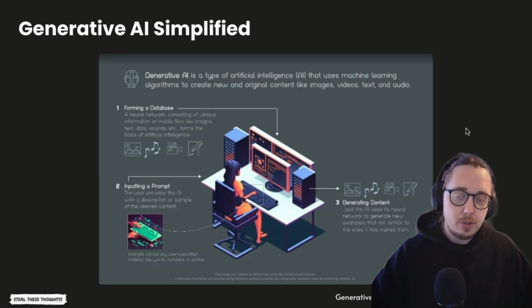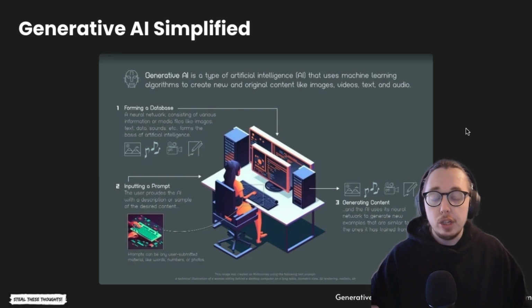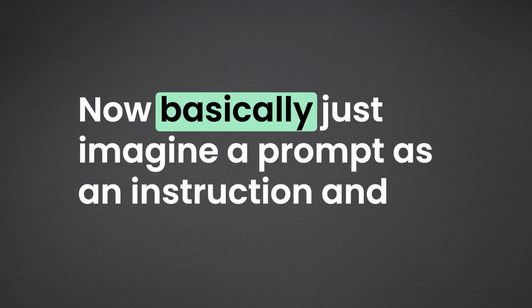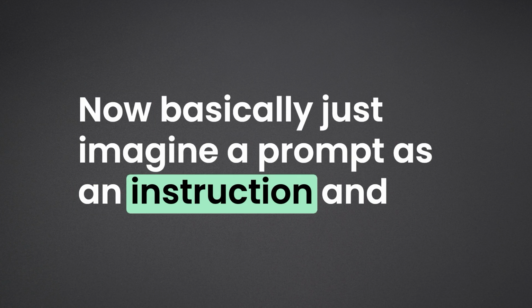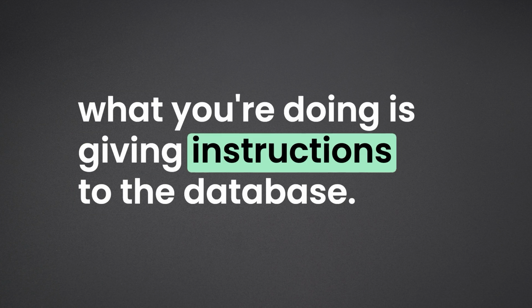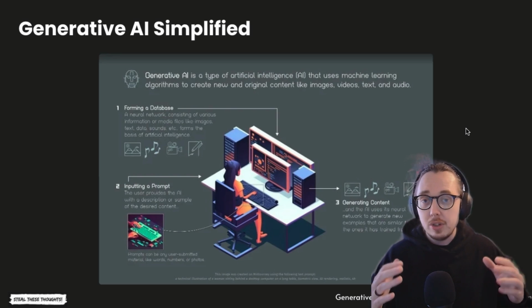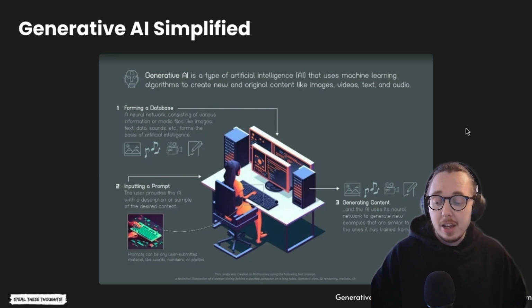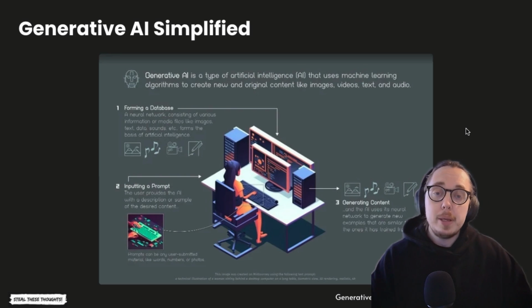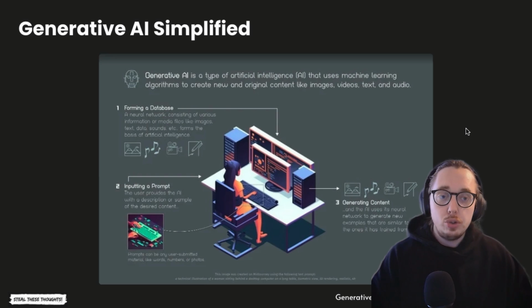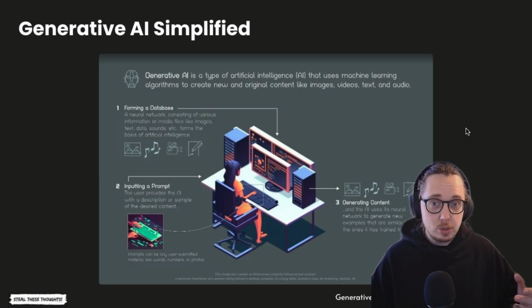How we interact with this database as a human is through what we call a prompt. Now, basically, just imagine a prompt as an instruction. And what you're doing is giving instructions to the database to tell it what you want. So very simply, you might say, hey, I want you to help me with X task. Do that by completing Y in this fashion. Really simple. So all you're doing is talking to a database, but in a very simple format.